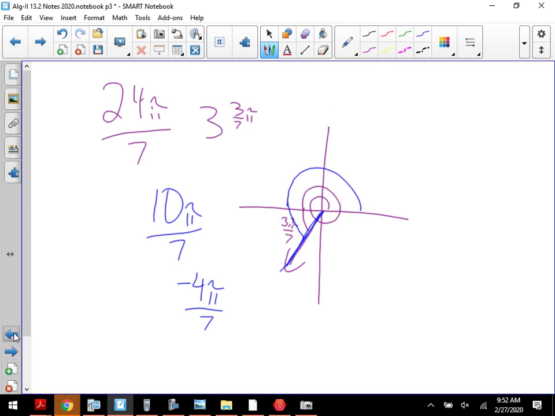Yes, sir? I just want to ask a question. When it says sine squared theta, what is the square term attached to? It's attached to the sine, right? Yep, and we'll talk all about it.